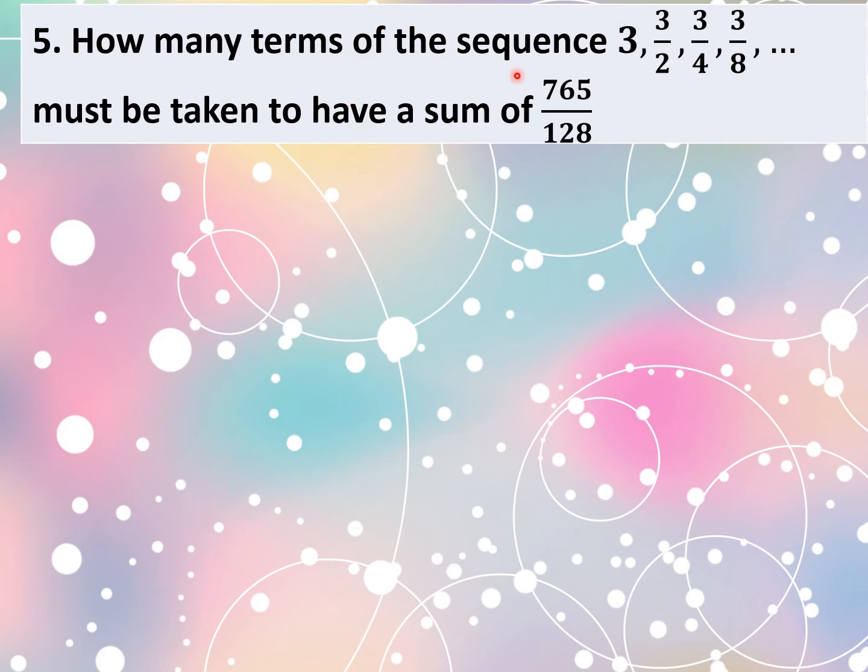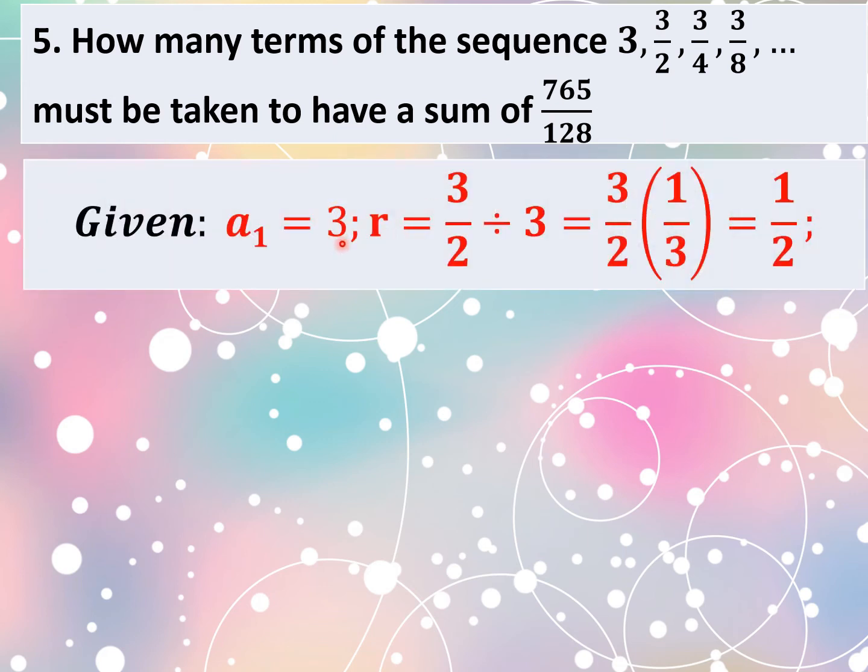How many terms of the sequence 3, 3 over 2, 3 over 4, 3 over 8, and so on must be taken to have a sum of 765 over 128? So, i-analyze natin tong problem na to. Ang given natin, a sub 1 is 3.